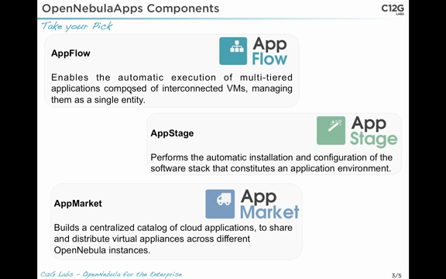Okay, and then we have the app market. So the app market is nothing else than an in-house installation of the OpenNebula marketplace. So it basically builds, as it says here, a centralized catalog of cloud applications to share and distribute virtual appliances across different OpenNebula instances. So it gives you the ability to build a private market for your enterprise where you can upload different appliances and make them available to all the OpenNebula instances inside of your enterprise.